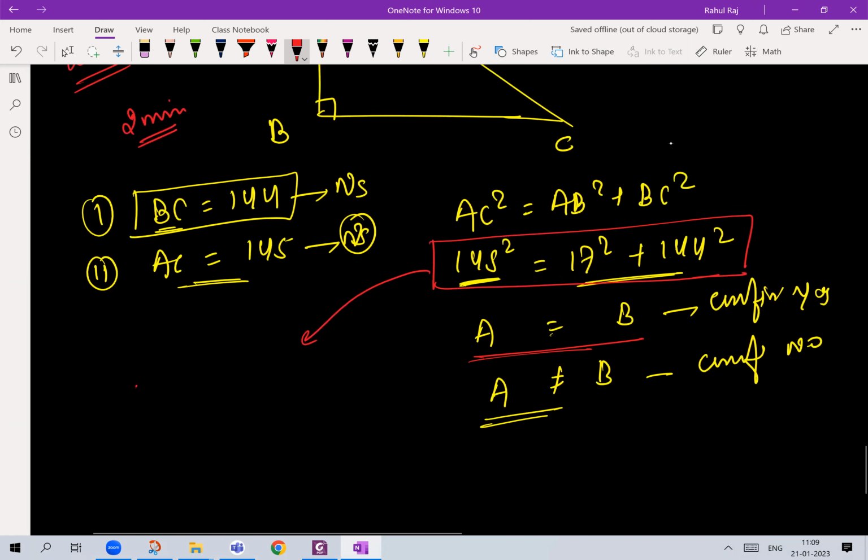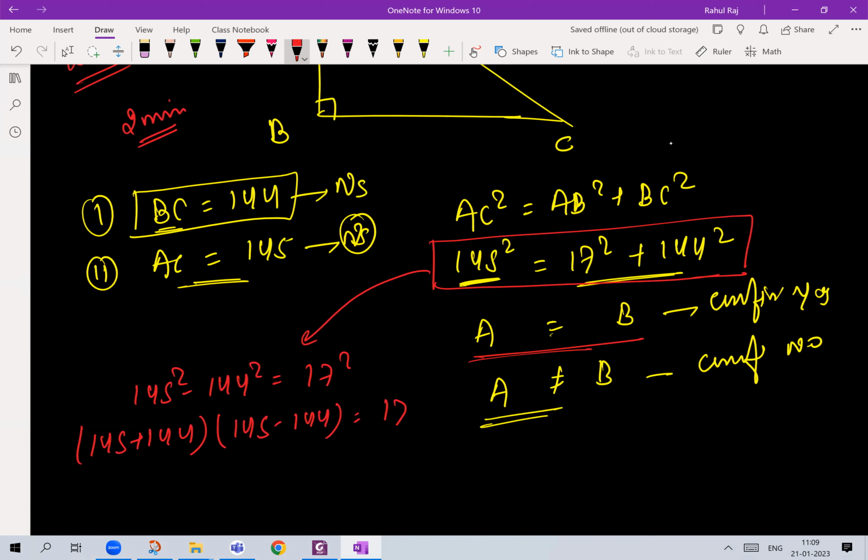Maximum, what can you calculate? You can calculate 145 square minus 144 square is equal to 17 square. So 145 square minus 144 square is what? (145 plus 144) into (145 minus 144) is equal to 17 square, let's say. Now this is 289 into 1. 17 square is 289. If at all you calculate, you will get A is equal to B.